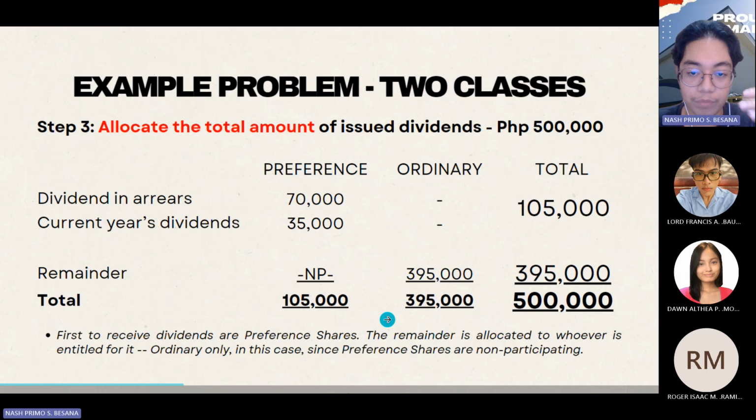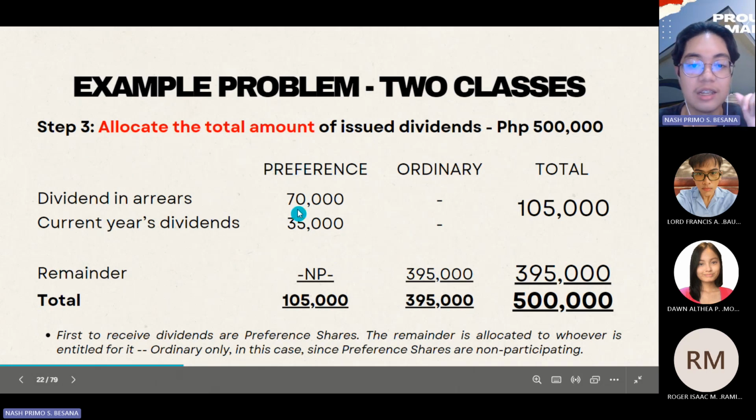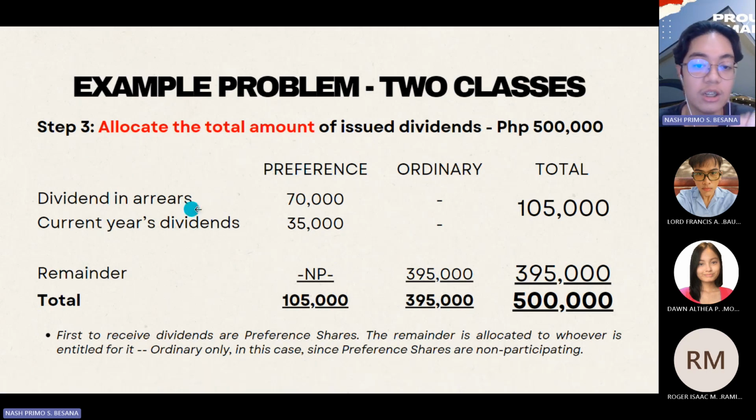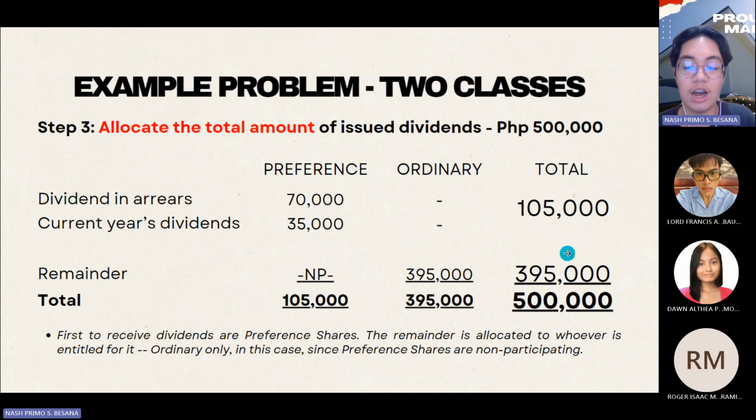So kapag tinotal na natin lahat, 70,000 na arrears plus 35 na current, preference shareholders would receive a total of 105,000 pesos, while sa ordinary, they would receive a total of 395,000 pesos. And then kapag in-add mo yung dalawa, it would total naman sa 500,000. So, correct naman siya. Walang sobra, walang kulang.